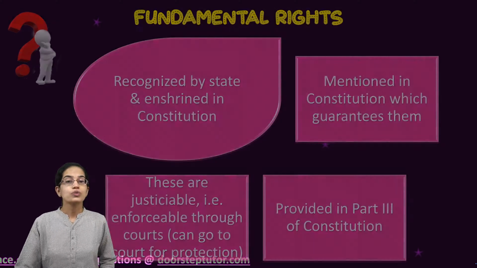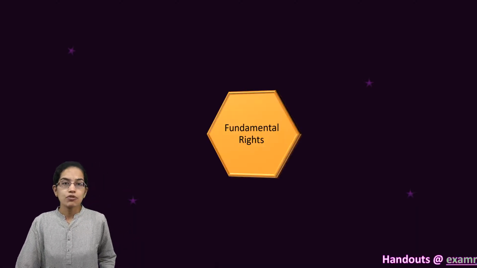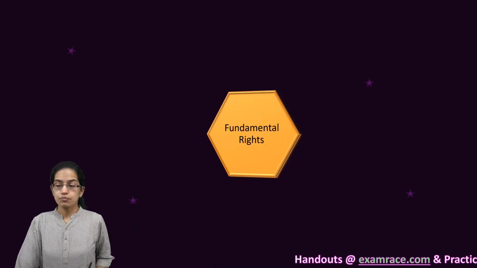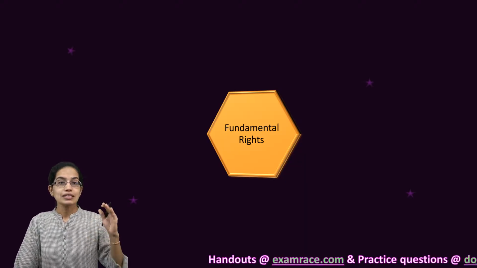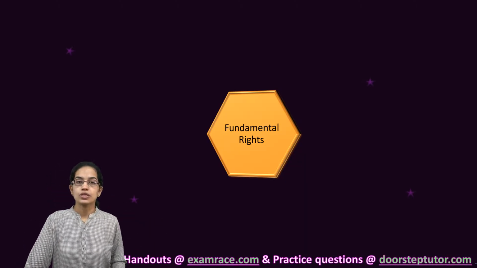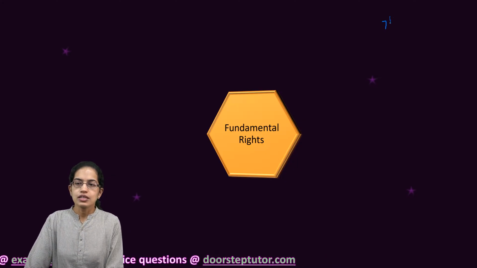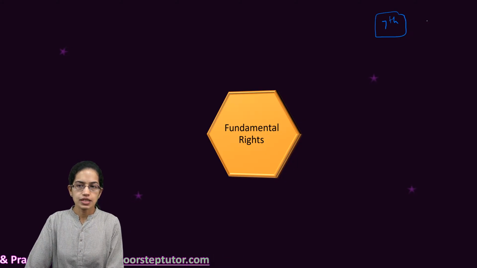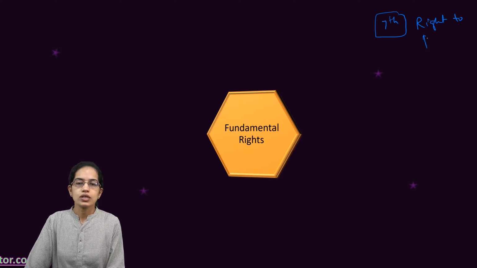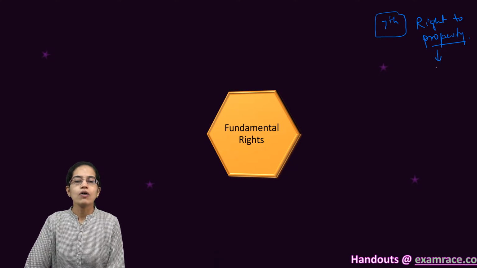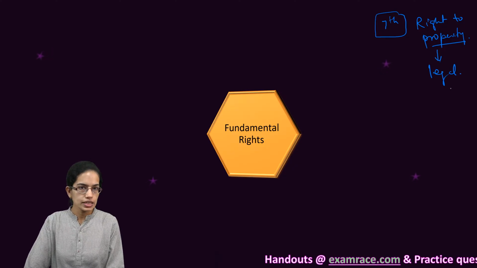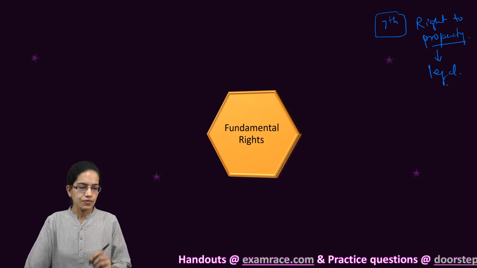Coming on to the 6 types of fundamental rights. Now, the 6 types of fundamental rights are interesting. Before we begin with those and the sub details of each of those rights, let's talk about the 7th right which has been deleted. The 7th right which has been deleted is the right to property. This was initially part of the fundamental rights but has now turned simply into a legal right. It is no more a fundamental right.